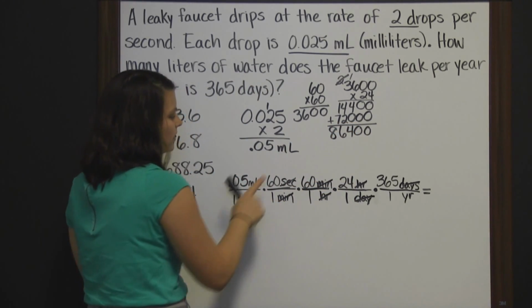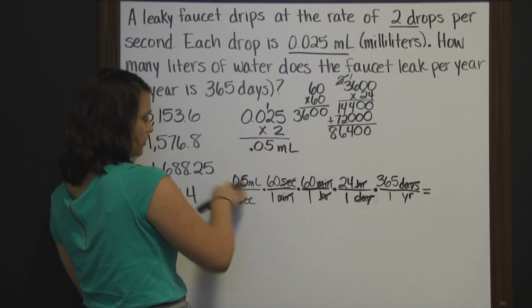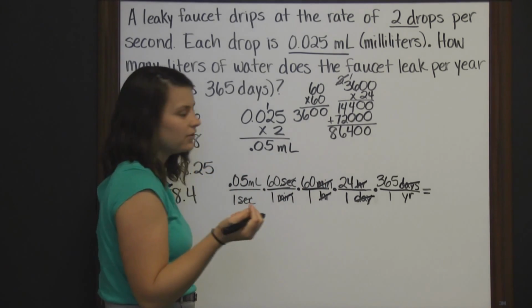Okay, so far I've multiplied 60 times 60 times 24. We can go ahead and take this number and multiply it times our 50 thousandths.